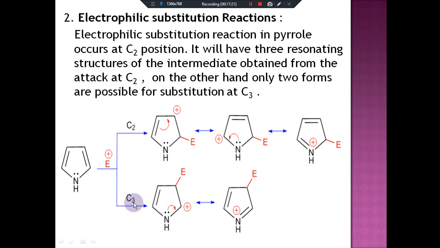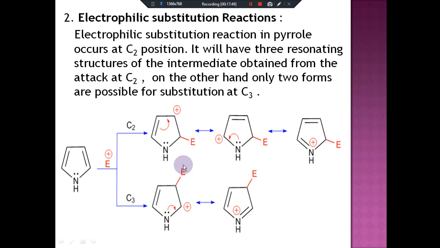And the alternative: when the electrophile attacks at the C3 position. So this pi bond has to shift like this, the negative charge, the electrophile will attack here, and the positive charge will come here like this. Now the next double bond will form here. So we have 2 resonance structures.